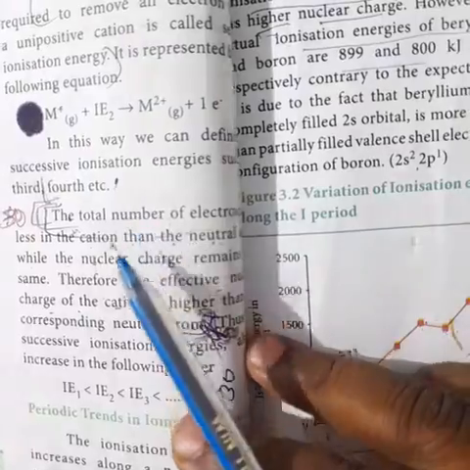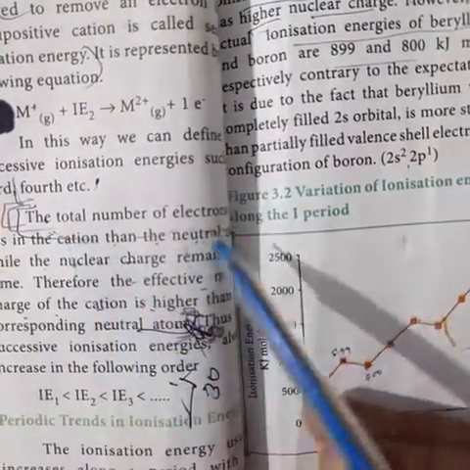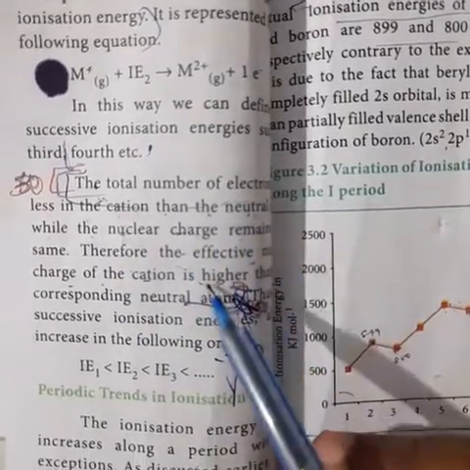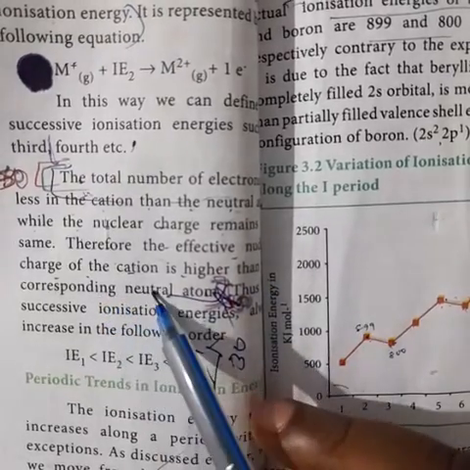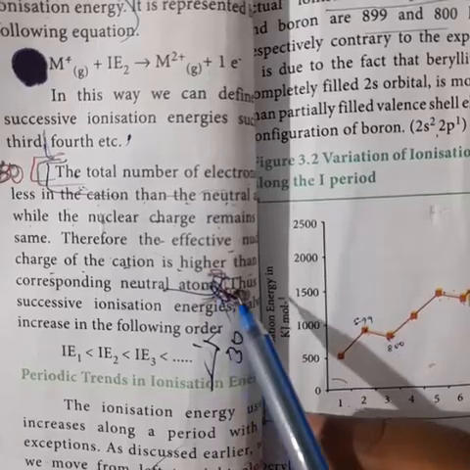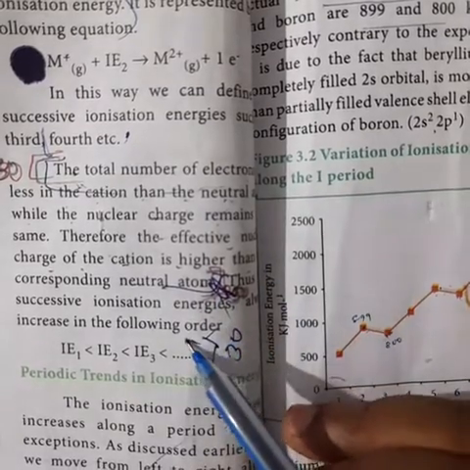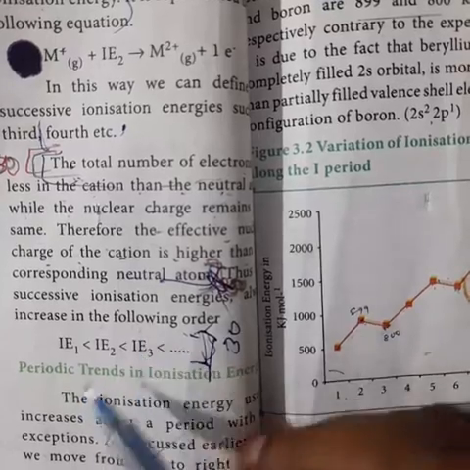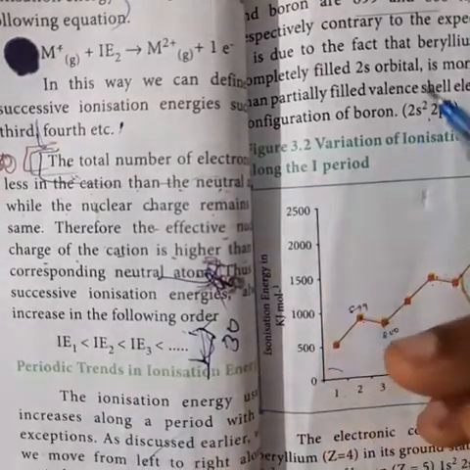So here the answer is the total number of electrons is less in the cation than the neutral atom, while the nuclear charge remains the same. Therefore, the effective nuclear charge of the cation is higher than the corresponding neutral atom. Thus, the successive ionization energy always increases in the following order. Okay, what is the question? Second ionization energy, why greater than the first ionization energy?